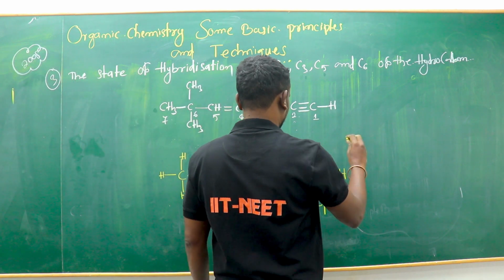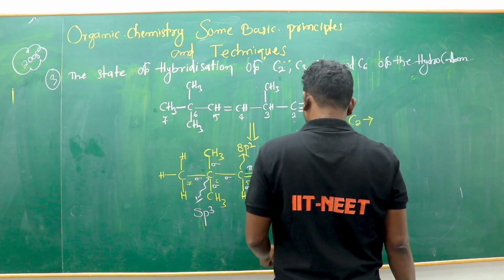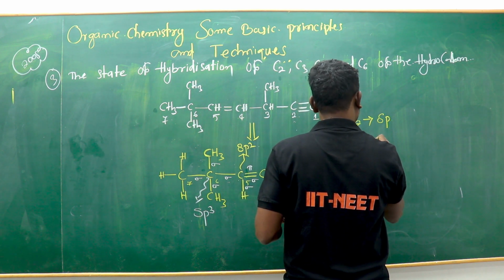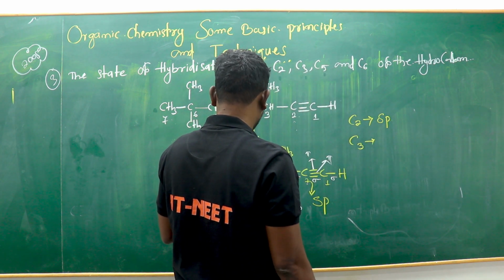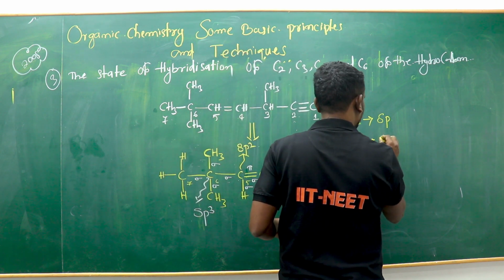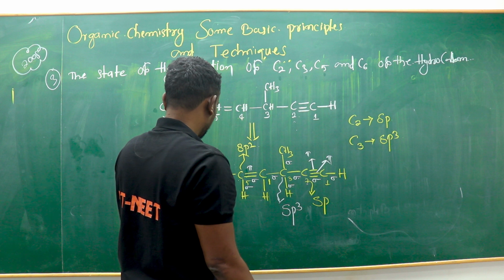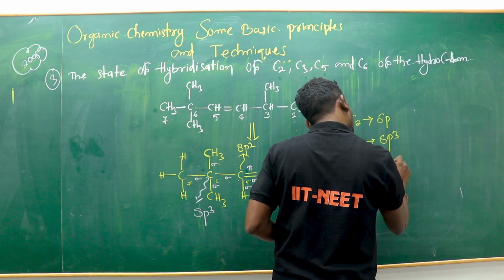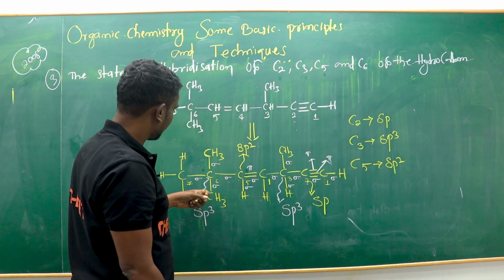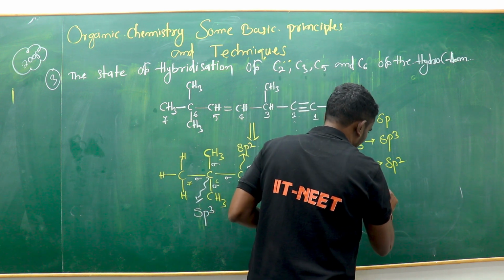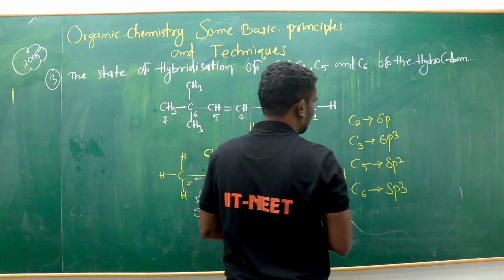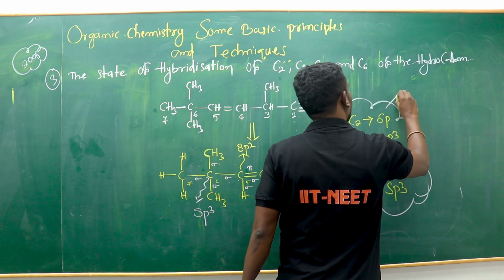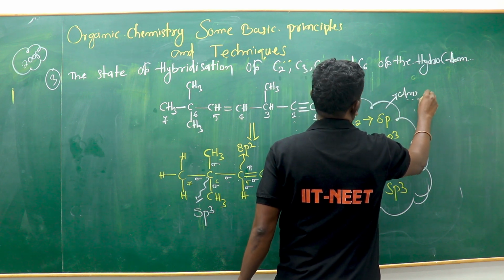Now here you have to write C2 carbon, sp, right? C3 carbon, sp3, right? C5 carbon, sp2, right? Next see beta, 6th carbon, that is sp3. Check the options beta, right? This is our answer, beta ji. Right?